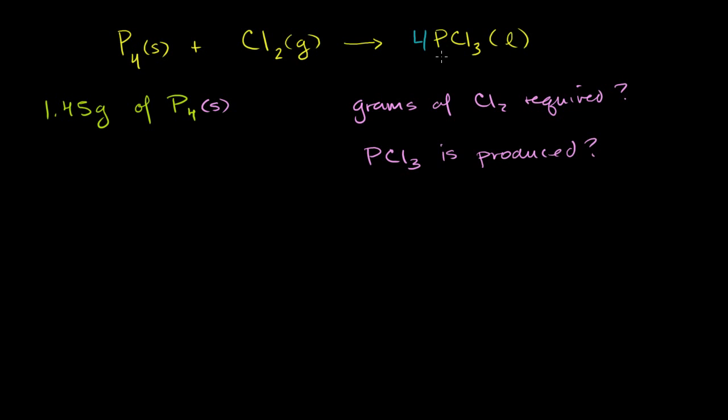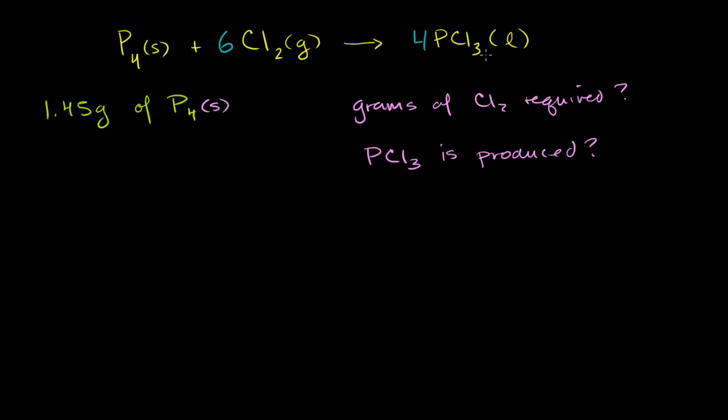Let's balance the chlorine now. On the left-hand side, I only have 2 chlorine atoms. This one molecule of chlorine has 2 atoms in it. Here, each molecule of phosphorus trichloride has 3 chlorines, and I have 4 molecules of it. So 4 times 3, I have 12 chlorines on the right-hand side. I need to have 12 on the left. I only have 2 here. Let me multiply that by 6. 6 times 2 is 12. 4 times 3 is 12. Now our equation is all balanced: 4 phosphoruses on each side and 12 chlorines.